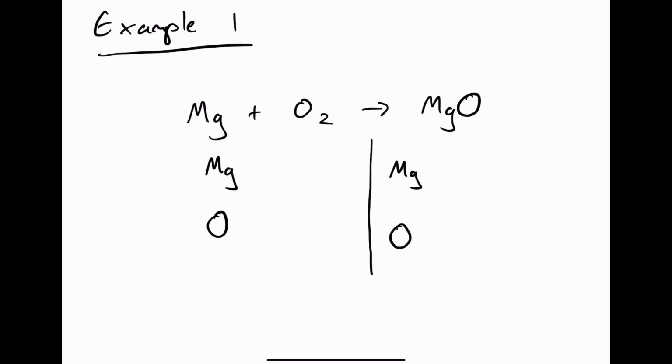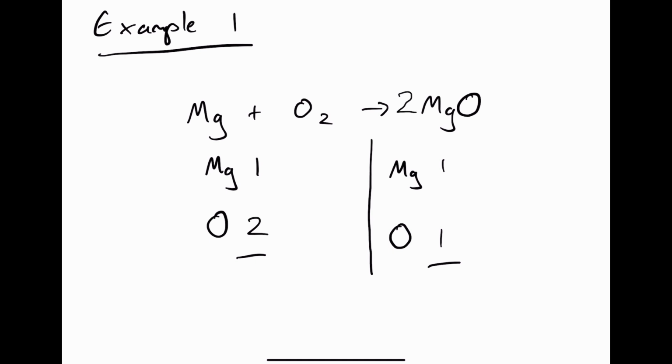So then we want to write down how many atoms we have of each element. On the reactant side, we have 1 atom of magnesium and 2 atoms of oxygen. And on the product side, we have 1 atom of magnesium and 1 atom of oxygen. So then we identify what's not balanced. As you can see, the number of magnesium atoms are the same, but the number of oxygen atoms is not the same. So what could we do to this magnesium oxide to have the same number of oxygen atoms as the reactant side? We can multiply the whole thing by 2.